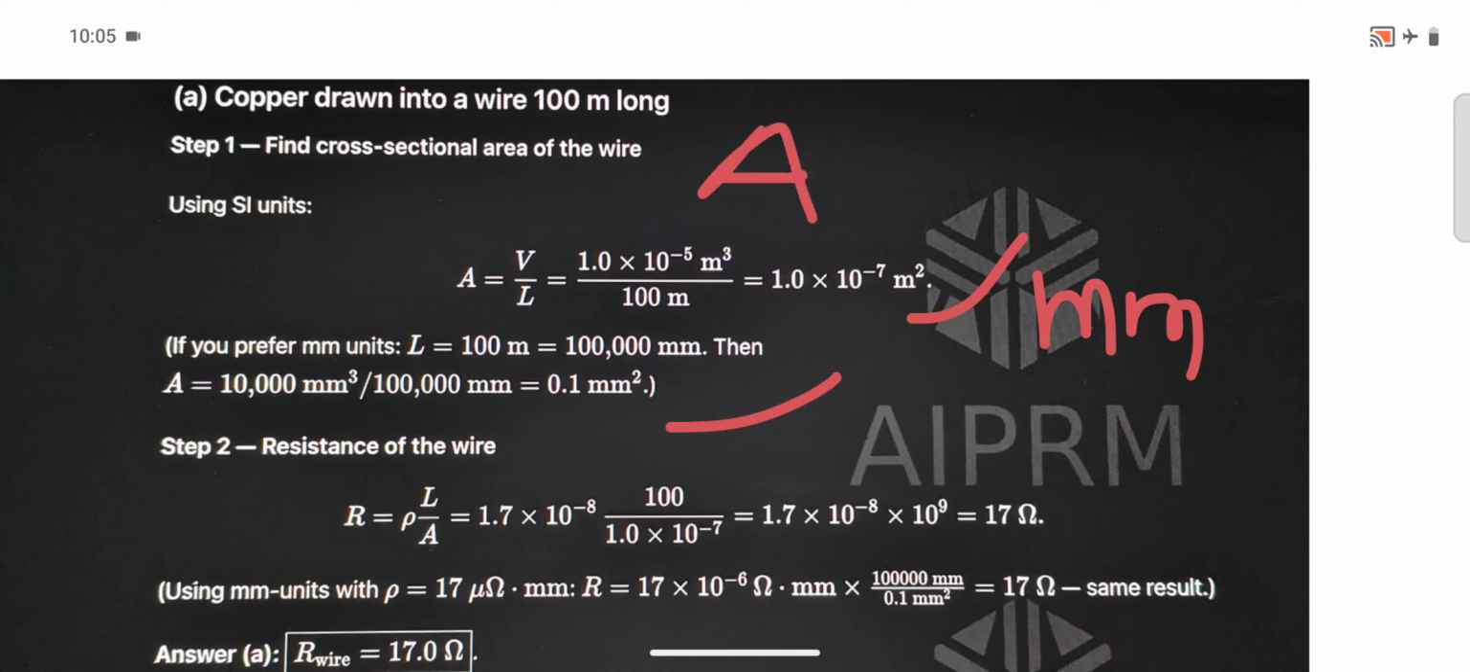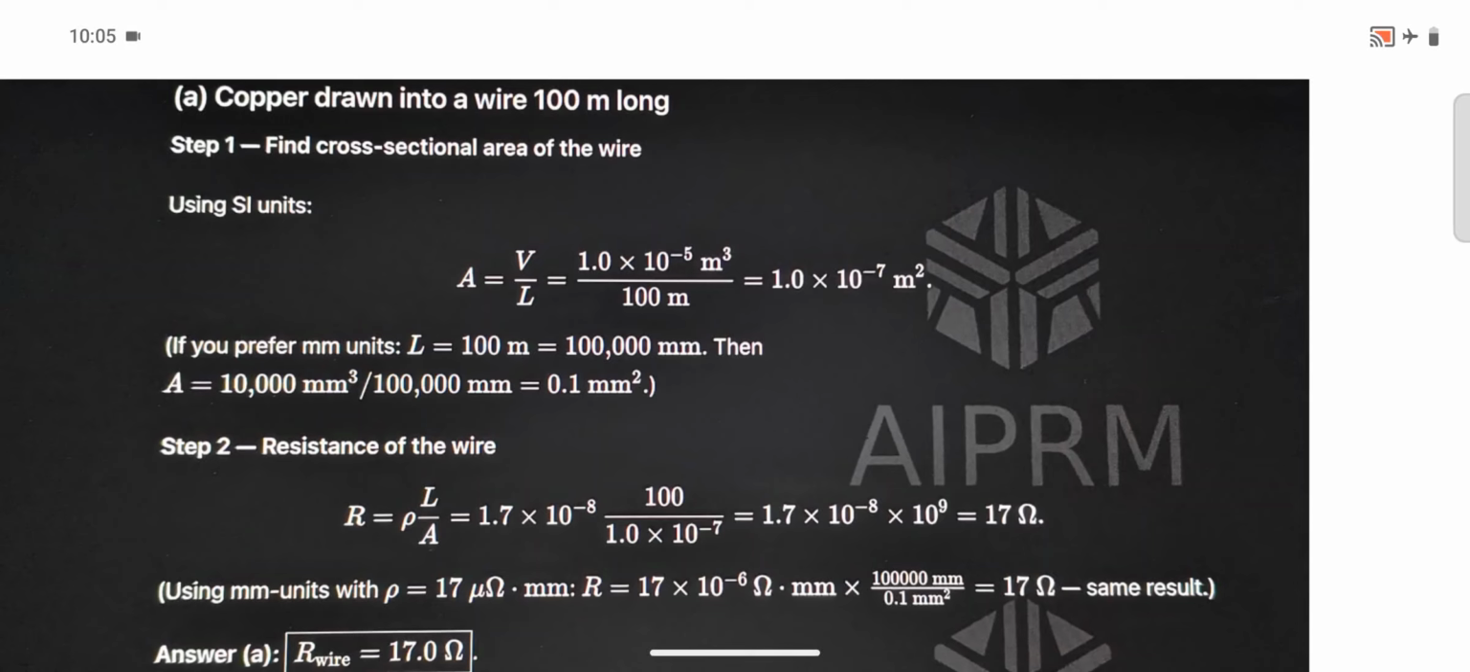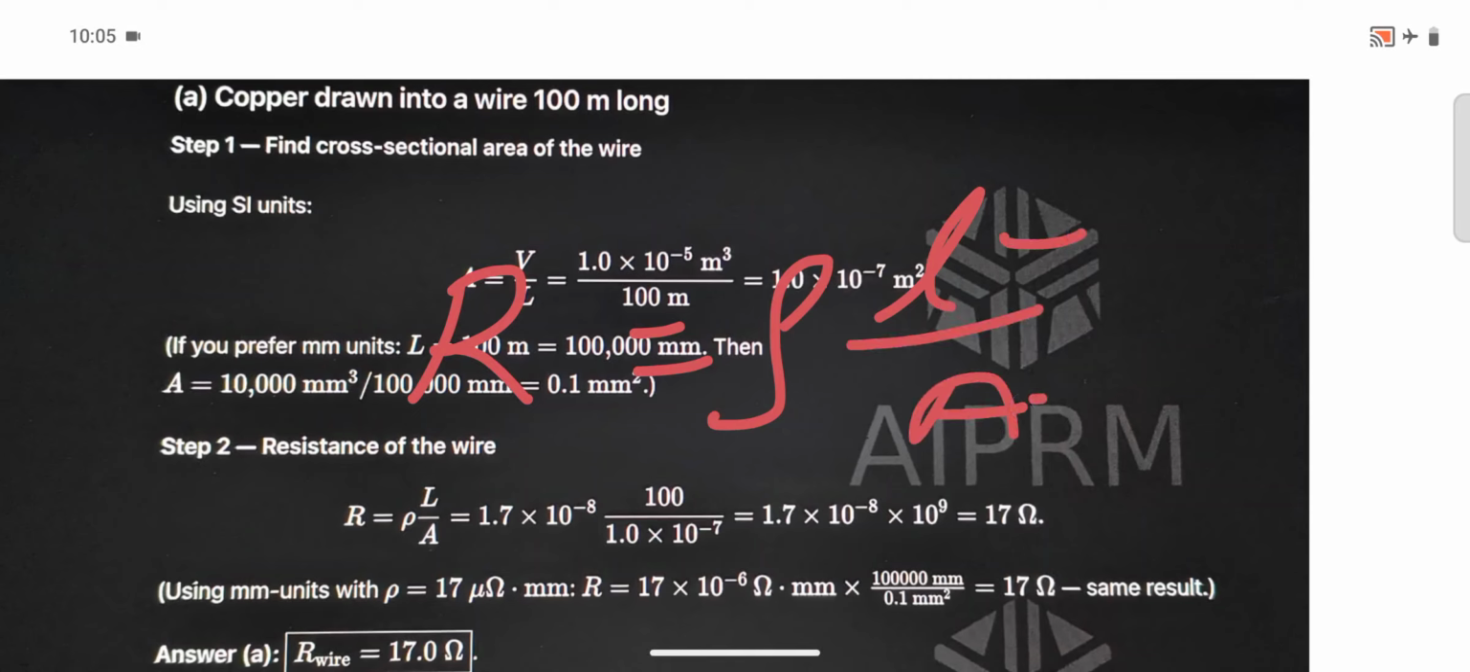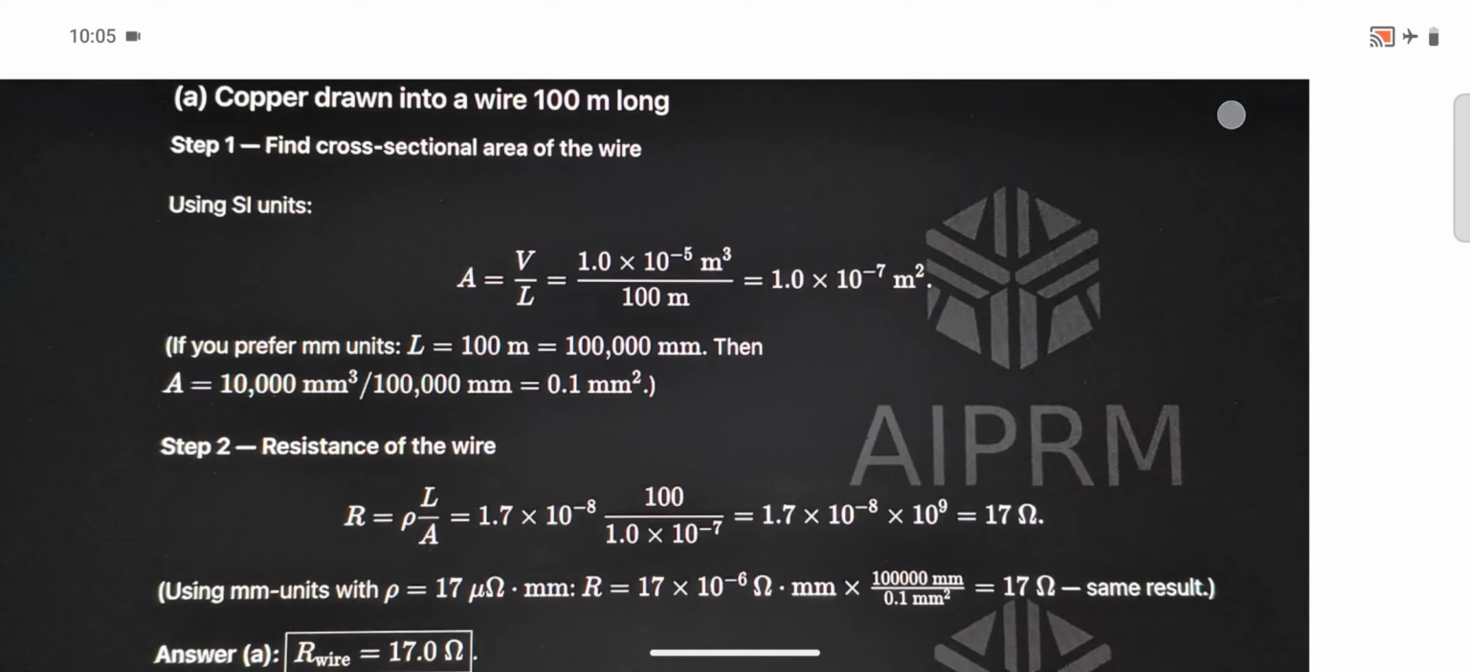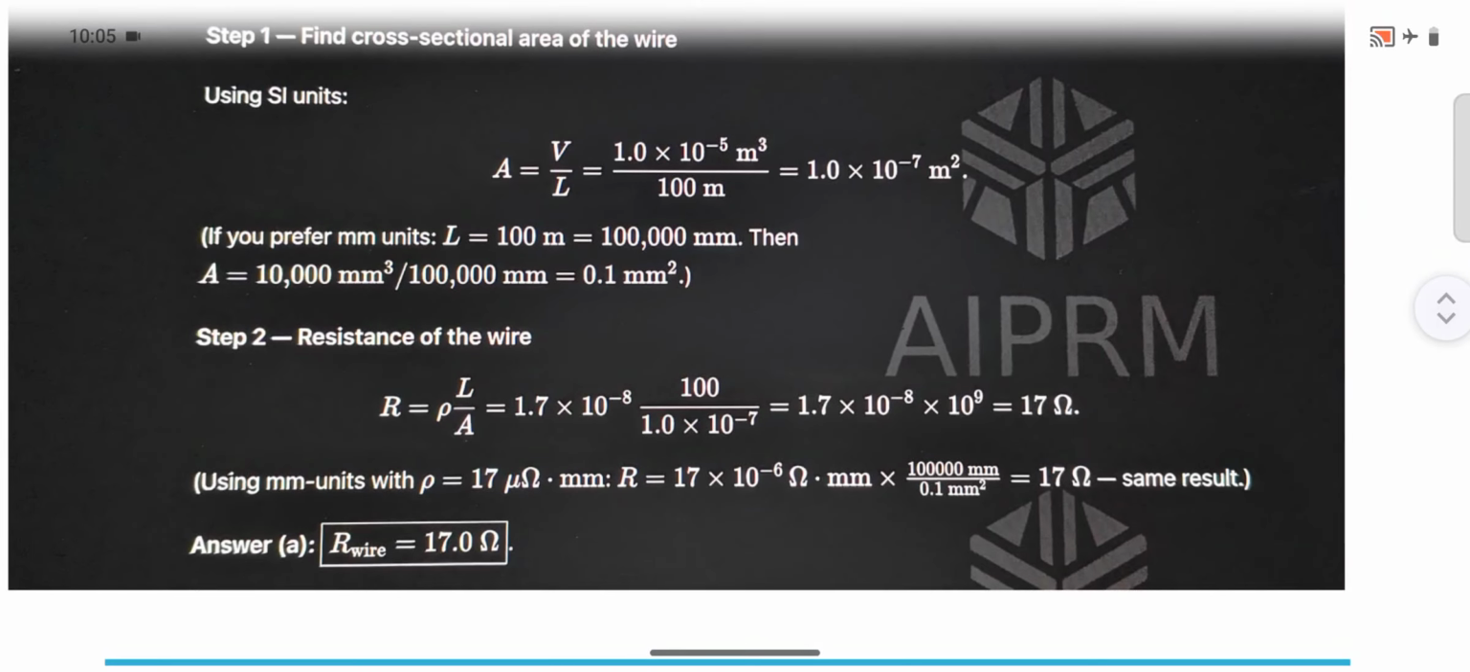Now, the resistance of the wire. The formula for resistance of the wire is rho into L by area, that is resistivity, length and area. By using this simple formula, we simply put in the values of resistivity, length, and area, and we will get the value of the resistance of the wire. You can see on the screen.